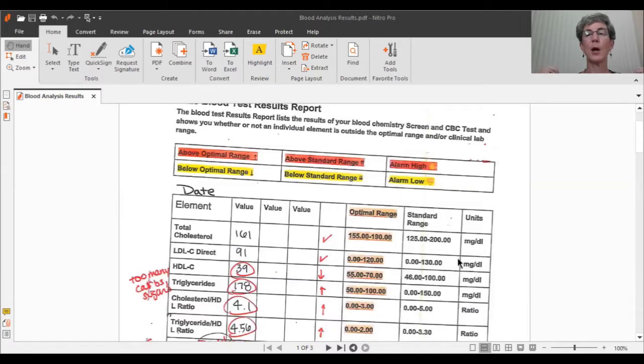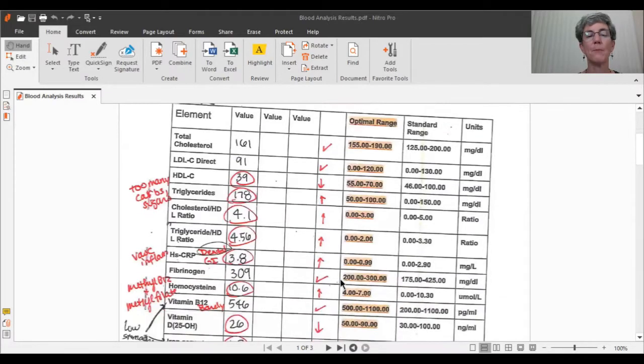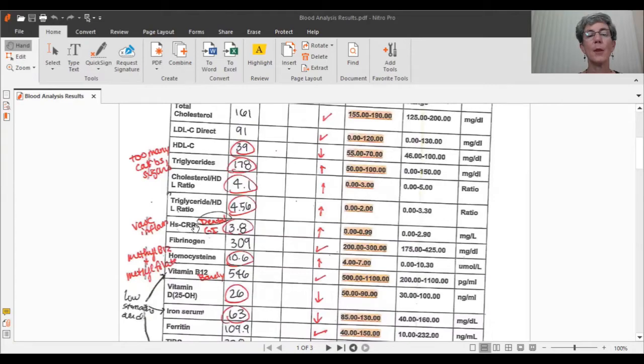HDLs can also be low if there's some heavy metal toxicity going on. So they may be one of many signs there that metal toxicity is going on in the body. Moving further, the hsCRP is your vascular inflammation marker. That's inflammation in the vascular system. So that's the stuff that can lead to heart attack and stroke. That's the stuff we don't want.